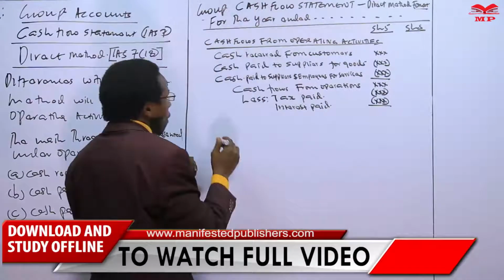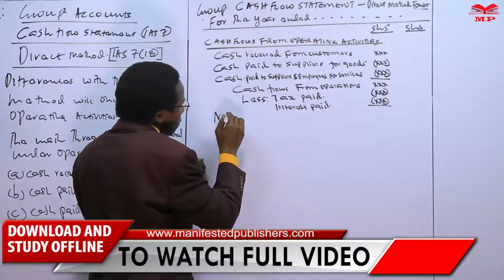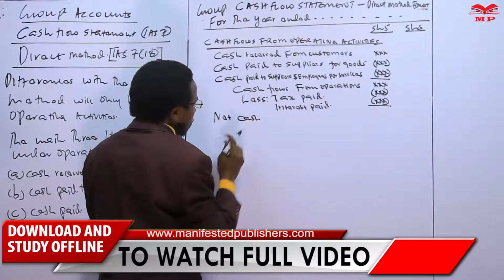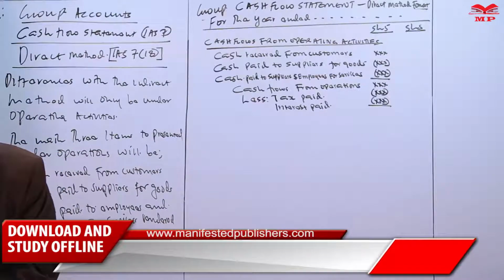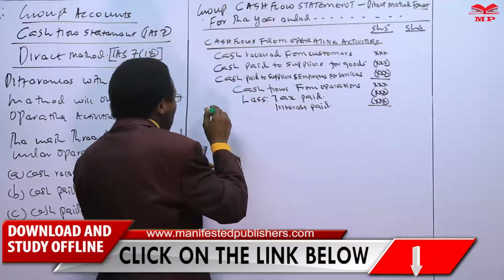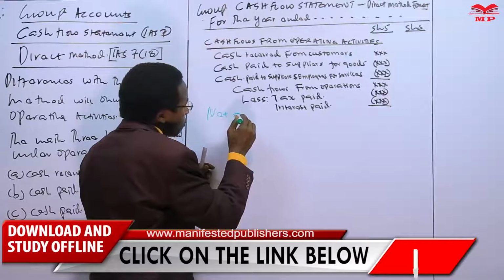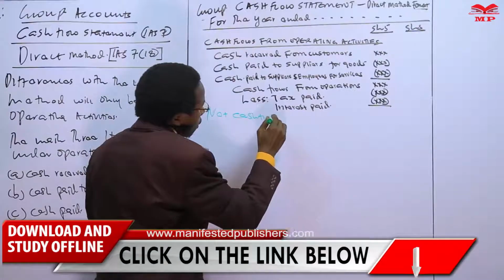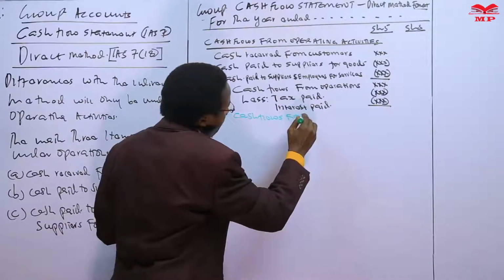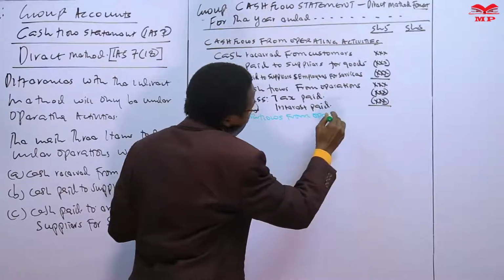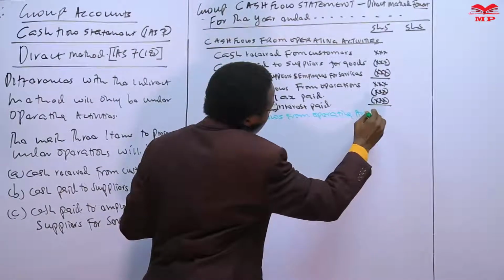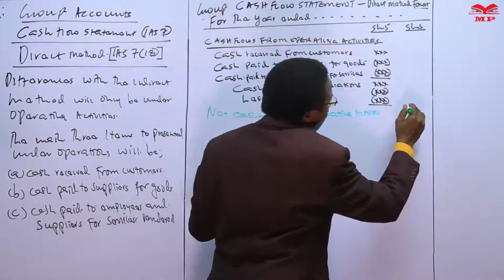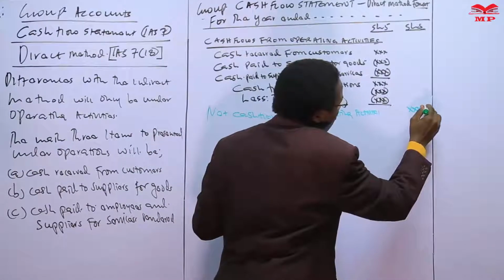Then at that point now, you get the net. Let me try to use this different color. You get the net cash flows from operations, from operating activities. Now this figure goes in the extreme corner here. Let me call it A.